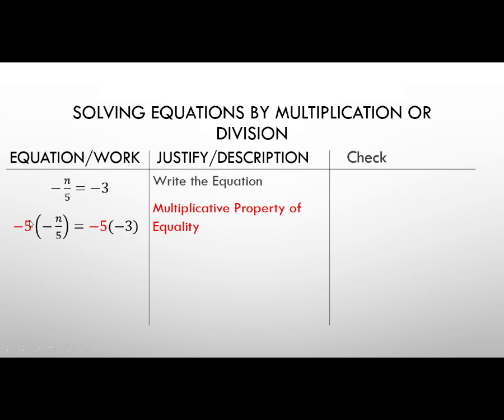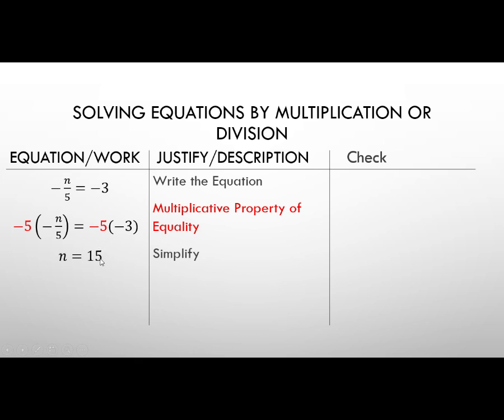Okay, now this negative times negative means our answer will be positive. 5 is going to multiply up here to the n, so I'll have 5n divided by 5. So if I've got 5n's divided by 5, well, that's just 1n. Negative 5 times a negative 3 becomes positive 15.